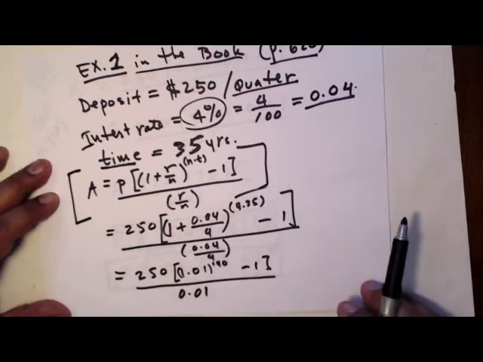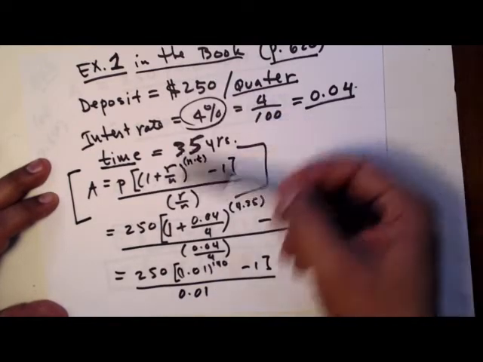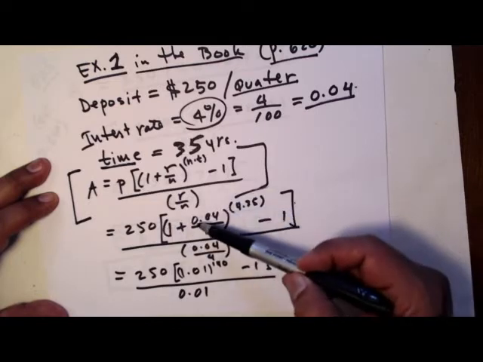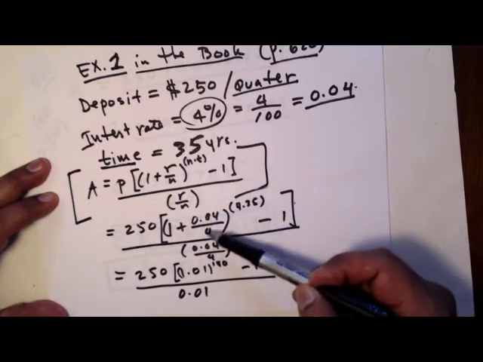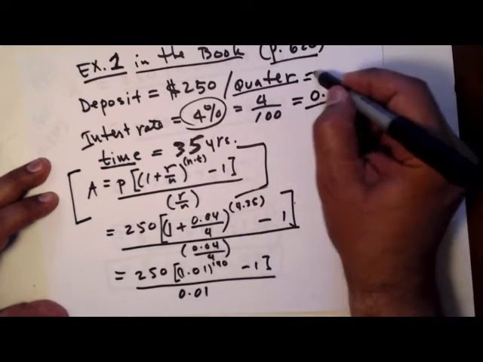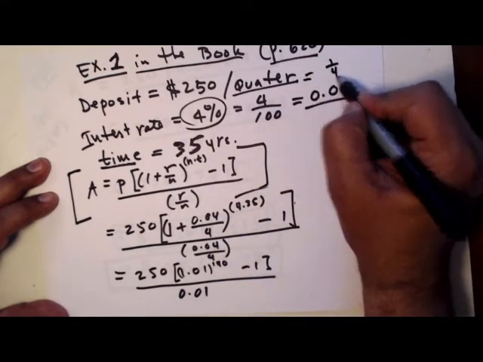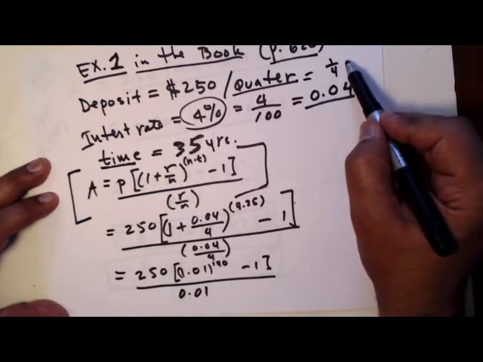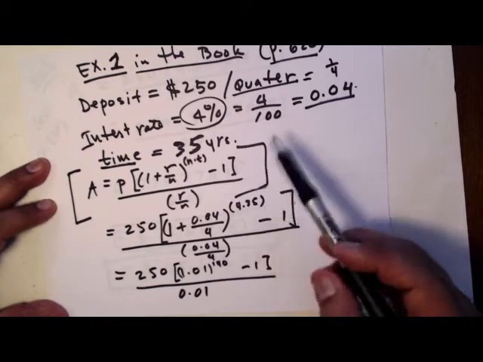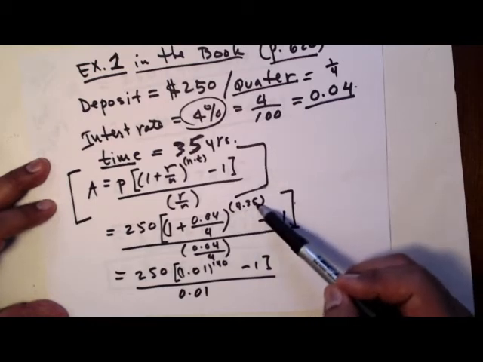Right? That's the formula. You plug in the numbers, 250. You put the things in the bracket here. 1 plus 0.04 divided by 4, because it's quarterly. Quarterly means that basically you're paying every quarter in a year, right? So it's 1 quarter here raised to 4 times 35, right?